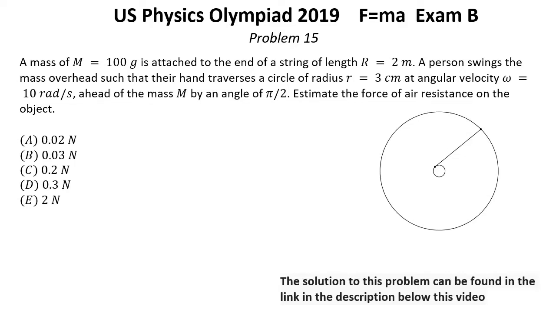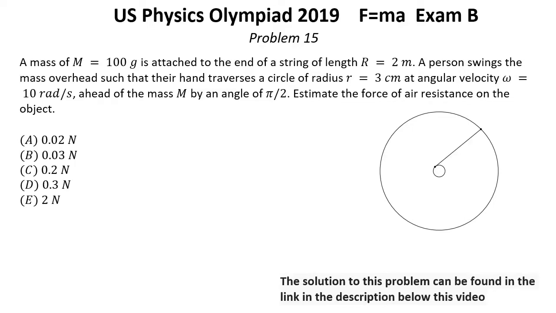Problem number 15. A mass M equal 100 gram is attached to the end of a string of length R equal 2 meters. A person swings the mass overhead such that their hand travels a circle of radius small r equal 3 centimeters at angular velocity omega equal 10 radians per second, ahead of the mass m by an angle of pi over 2. Estimate the force of air resistance on the object.